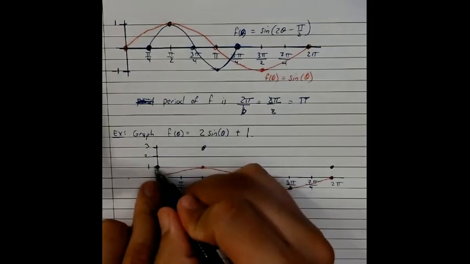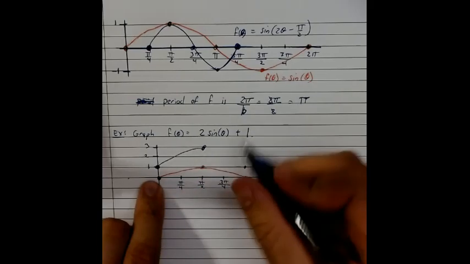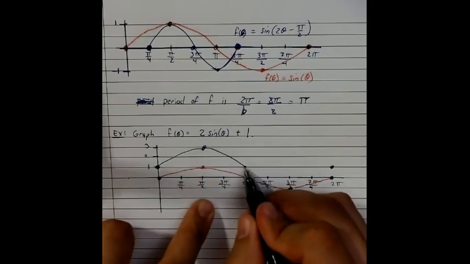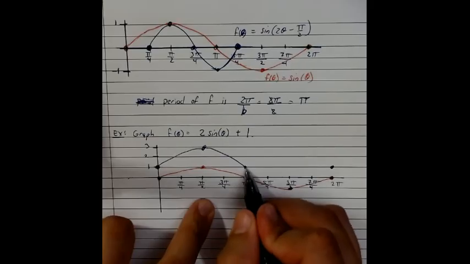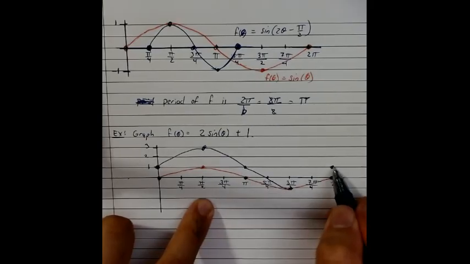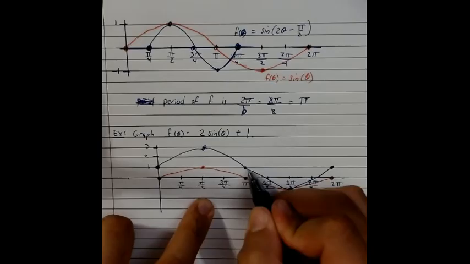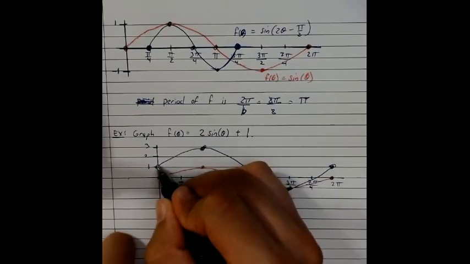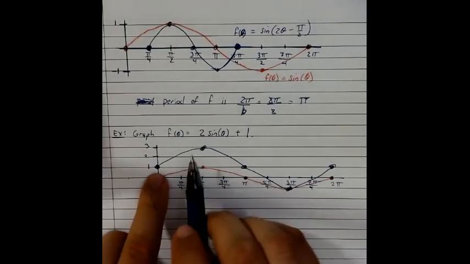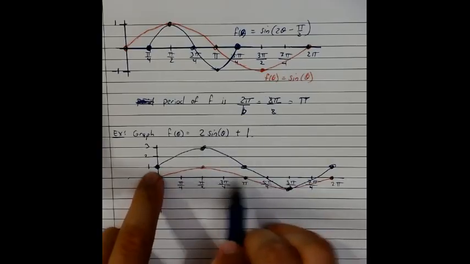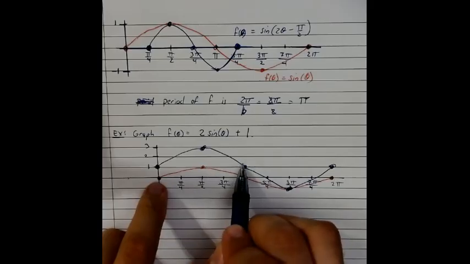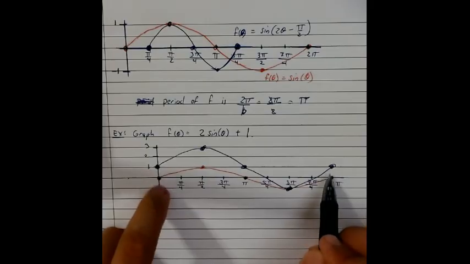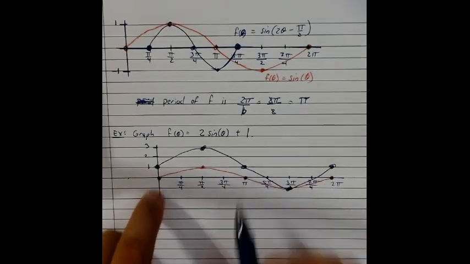So now I can connect these points, and it's still going to connect the same way. Up, down to the minimum, and then back up. And here we go. Note that this has gotten taller. The amplitude went from being 1 to being 2, and it also went higher up. All of these points are higher up than they were before on the x-axis.